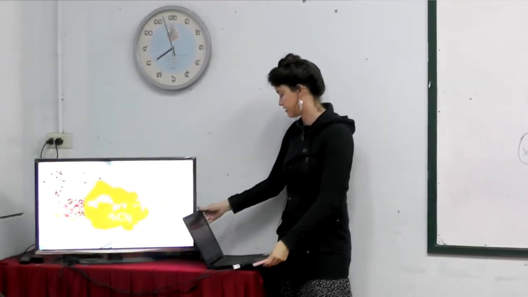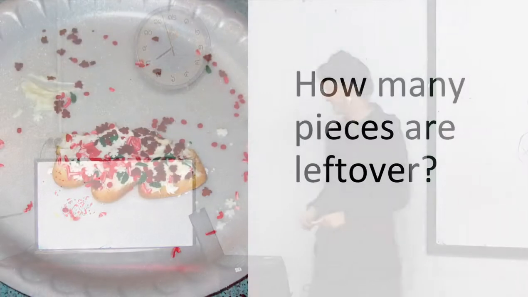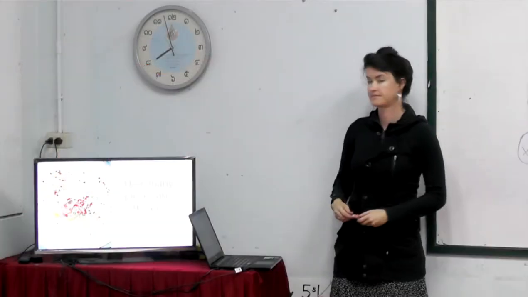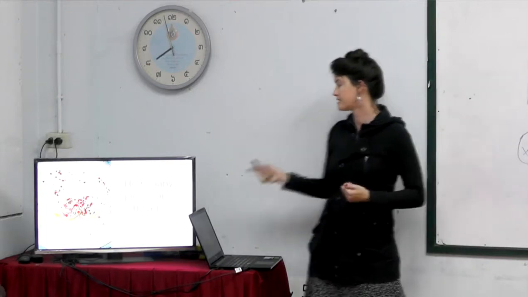So let's take a look over here. How many pieces are left over of these cookies? I think it's kind of a funny shape, but I think it's just 1 cookie. It's just a picture of cookies. So I think there's just 1 big cookie there in the middle. So how many are left over? 1. 1 piece is left over.